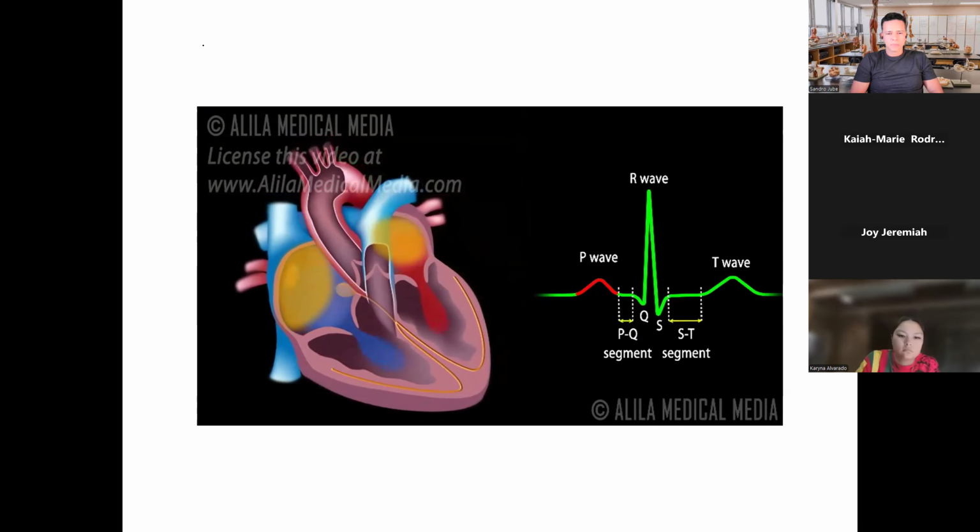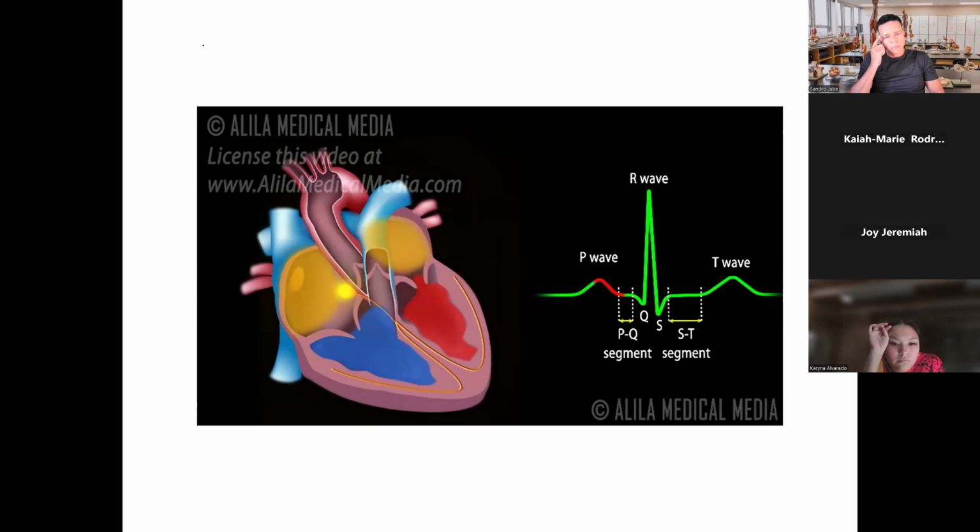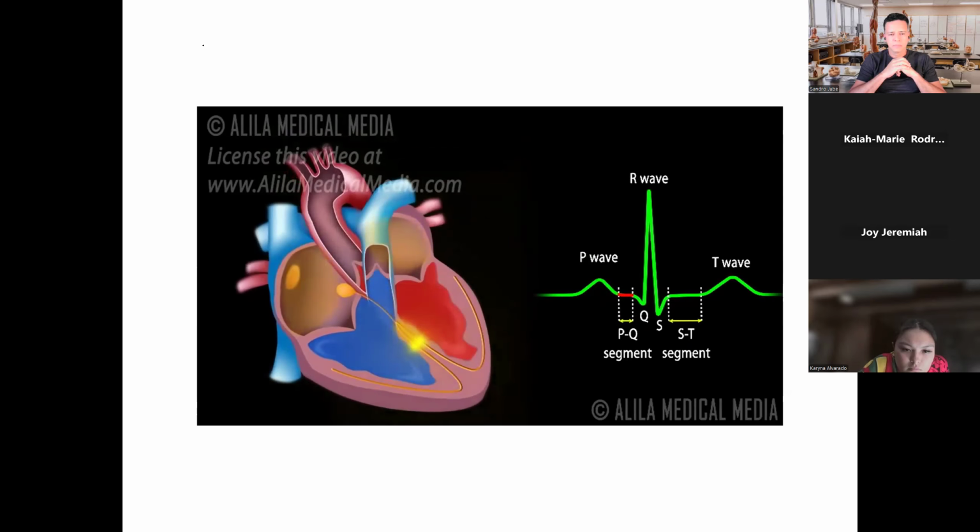Atrial contraction, or atrial systole, starts about 100 milliseconds after the P wave begins. The PQ segment represents the time the signals travel from the SA node to the AV node. The QRS complex marks the firing of the AV node and represents ventricular depolarization.